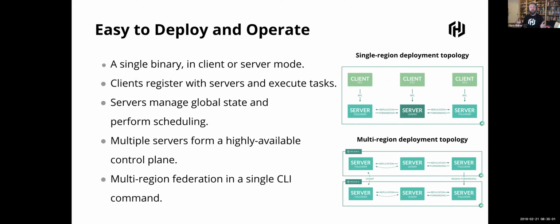A single logical cluster defines a region, which can contain multiple data centers, useful for high availability. And then multiple regions can be easily federated together. In fact, federating multiple regions is just a single CLI command. If you're using Consul, this can be automatically discovered. At that point, Nomad will use a gossip protocol for cross-region cluster membership and failure detection, and this allows work to be scheduled across region boundaries.